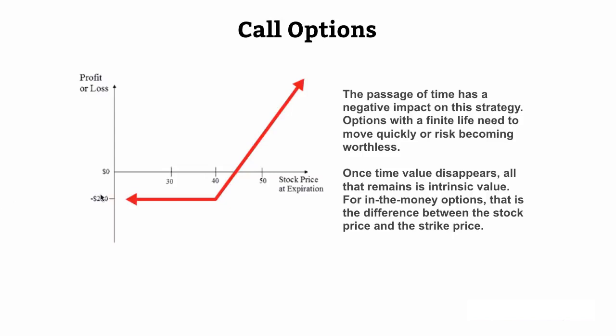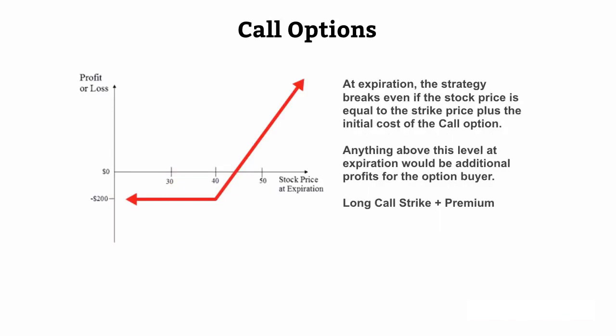So if the stock ends at $30 a share and the strike price is $40, then in this case, the call option has no value and the options contract basically expires worthless. The option buyer loses their money. The option seller keeps the entire $200 premium as a credit. Now, at expiration, the strategy breaks even if the stock price is equal to the strike price plus the initial cost of the option contract. Anything above this level at expiration would be an additional profit for the option buyer.